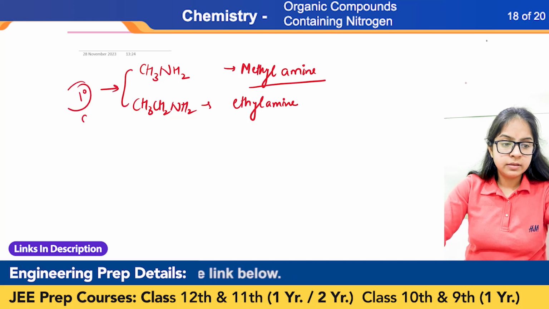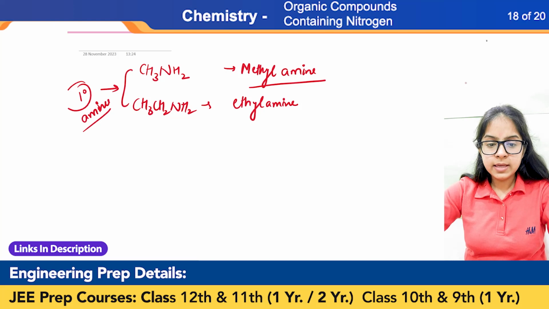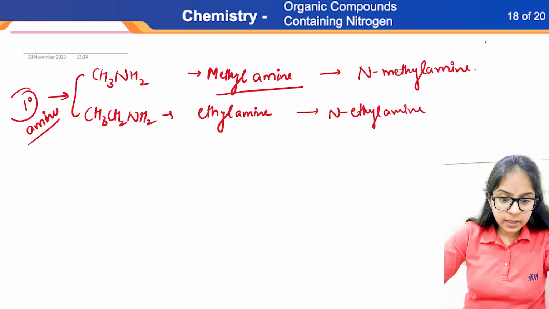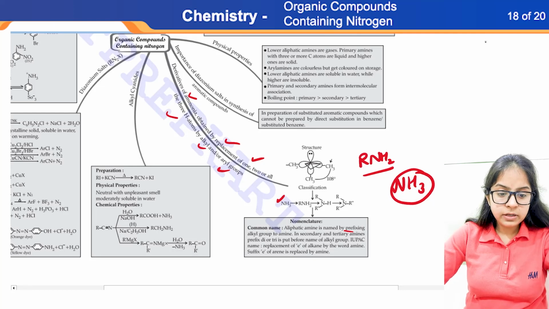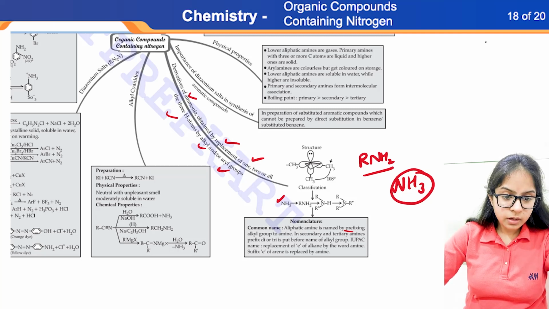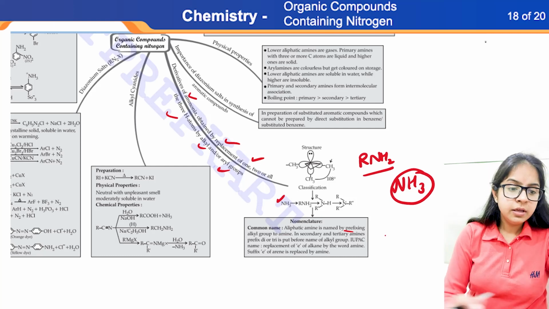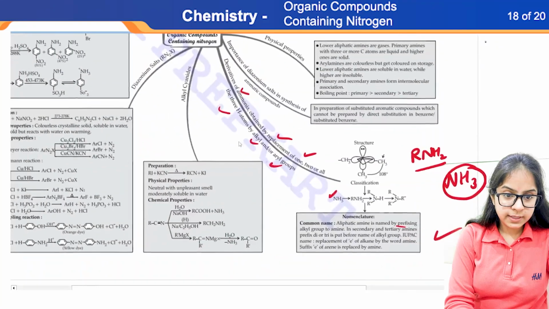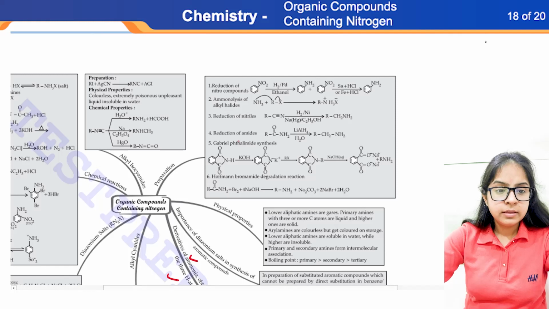Or you can say N-methylamine or N-ethylamine. You can see here the aliphatic amine is named by prefixing the alkyl to the amine, and in the secondary and tertiary, di and tri are used. Or the replacement of the E of the alkane by the word amine. So you can use this nomenclature. Now the next one is the preparation of amines.